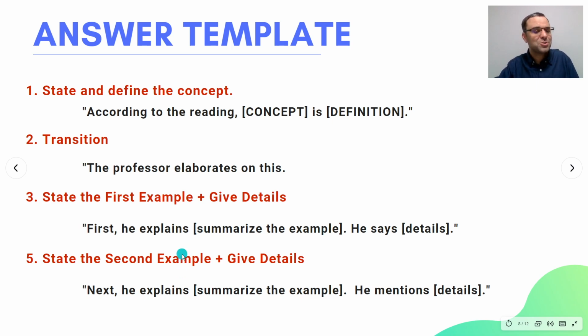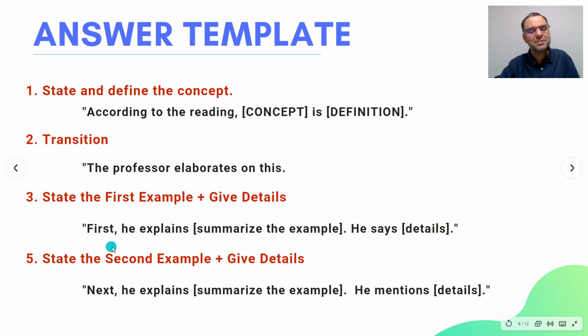Now, the other question is, what do I do if there's only one example? In that case, just delete this last part. Get rid of it totally. And just say, first he explains, and then summarize the example and give the details. And you might be asking, is it okay to say first if there's just one example? And the answer is, yeah, that's totally fine.